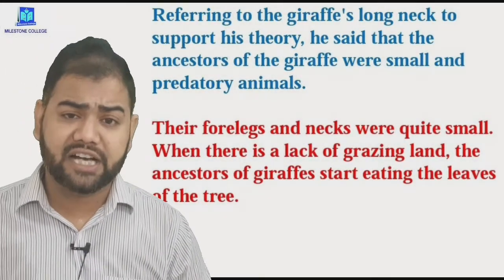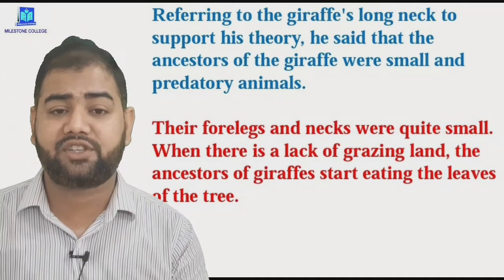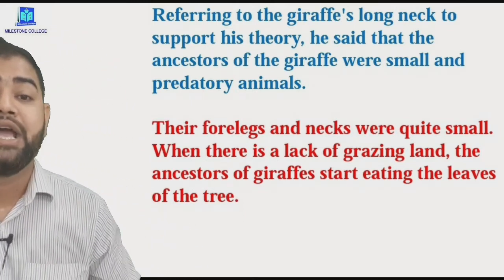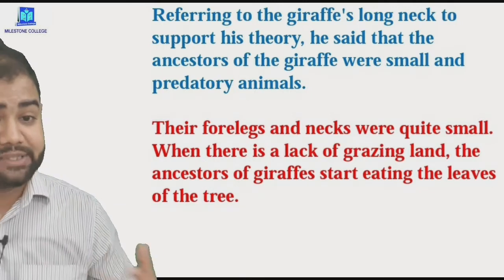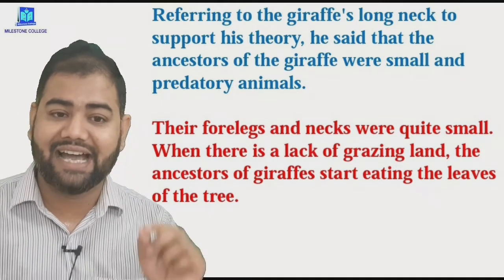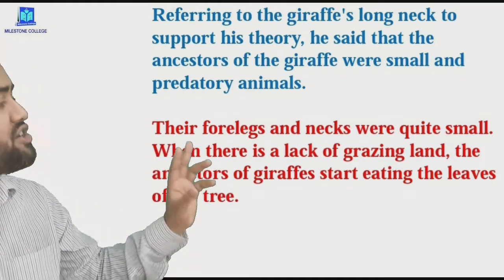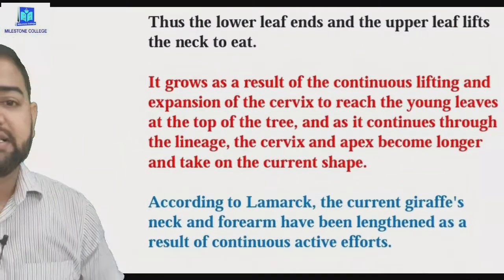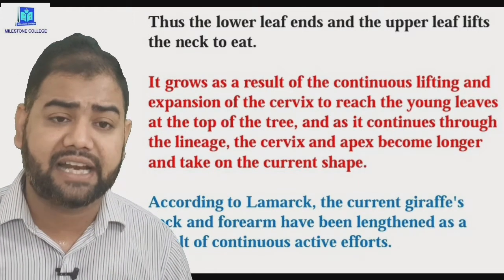Referring to the giraffe's long neck to support his theory, he said that the ancestors of giraffes were small, predatory animals. Their forelegs and necks were quite small. When there was a lack of grazing land, the ancestors of giraffes started eating the leaves of trees. Thus the lower leaves ended and they lifted their necks to eat the upper leaves.